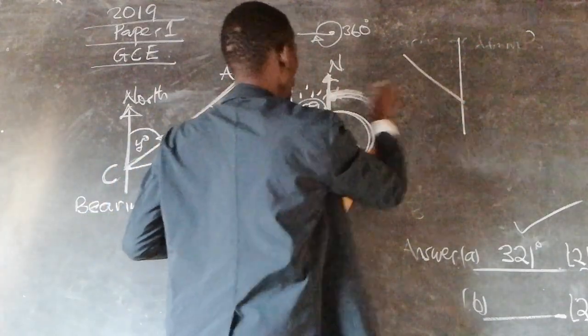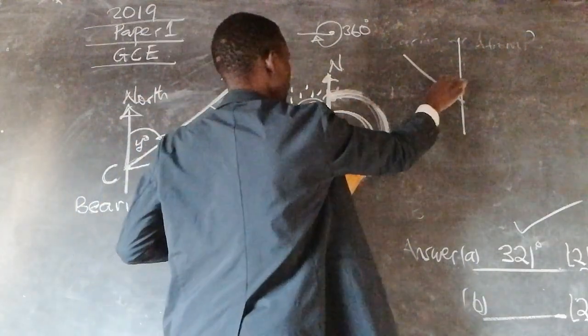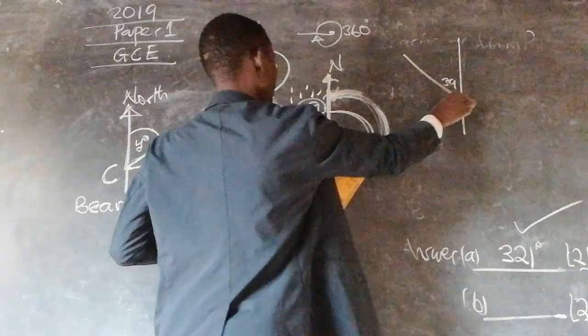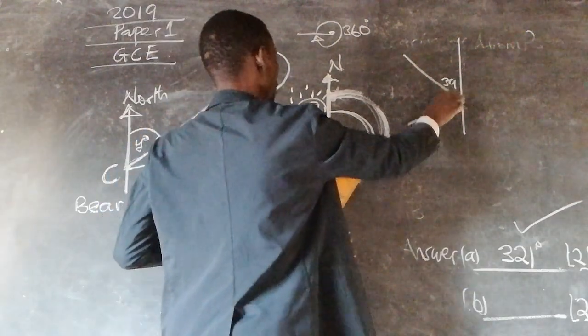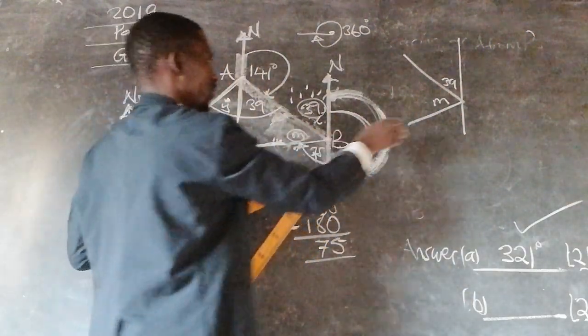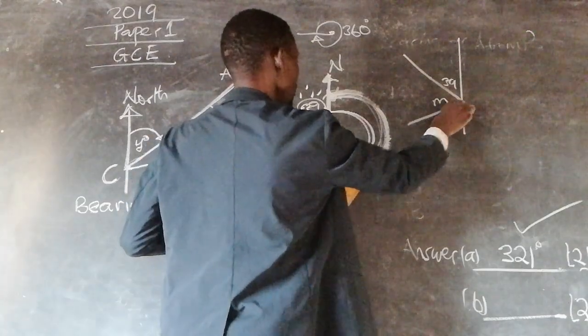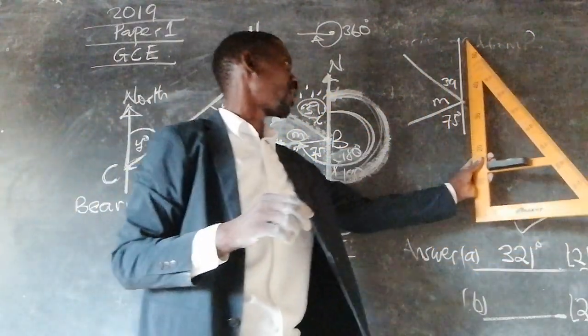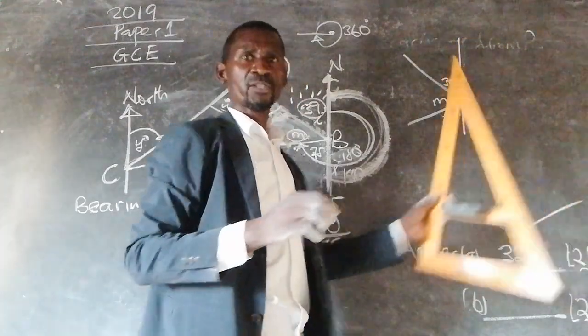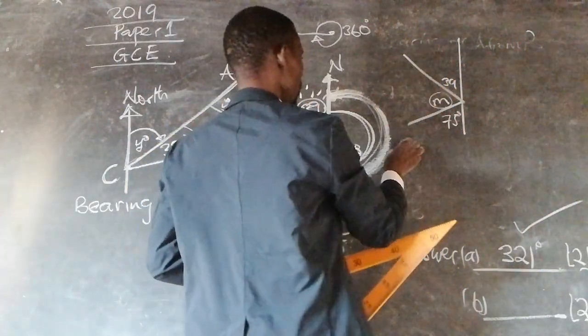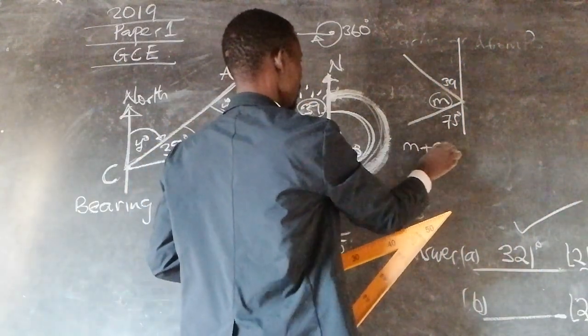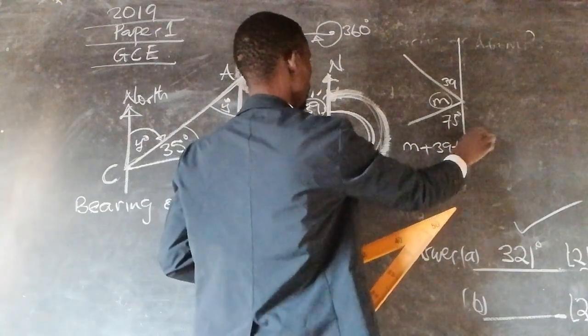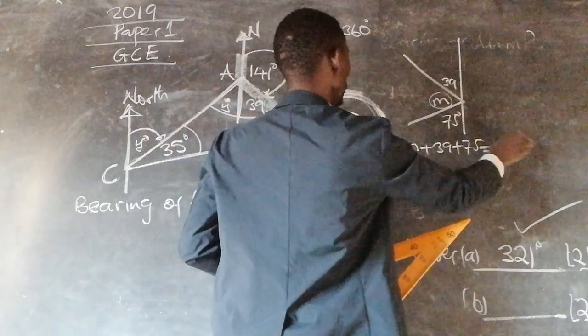There is this angle which we said X, which is 39. I'm sure you've seen that. Yes, there is a line there. There is this angle which I've termed to be what? M. There is also this angle which we have found as what? 75. Three angles on a straight line add up to what? 180. So let's get the value of M. So we are going to say M plus 39 plus 75 equals what? 180, which is a straight line.